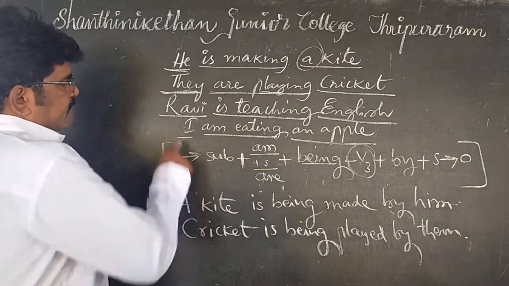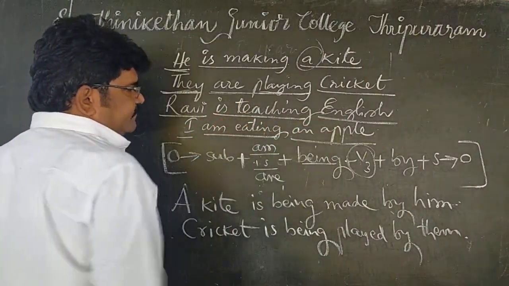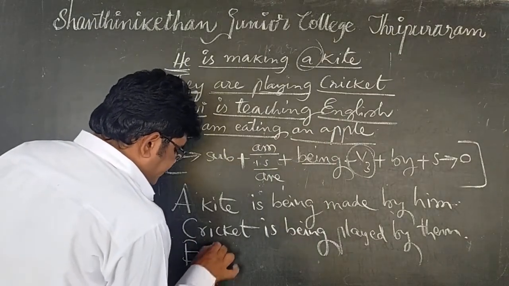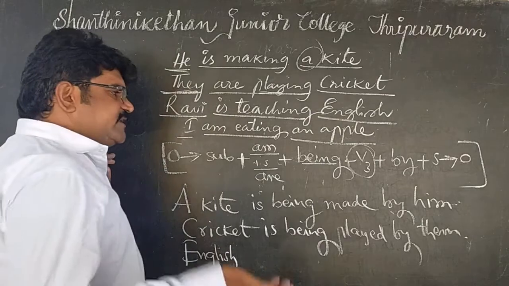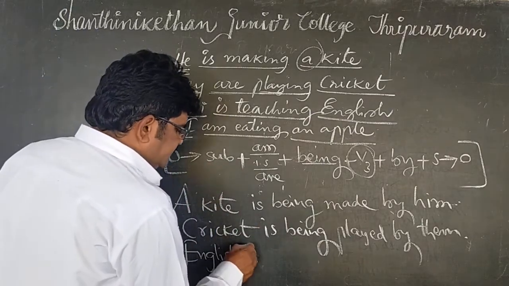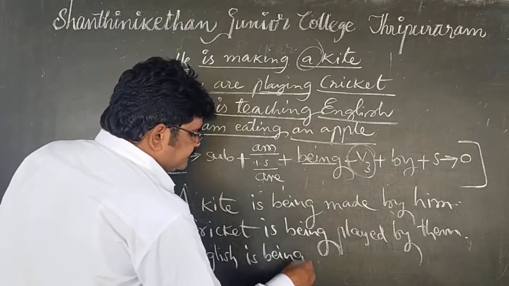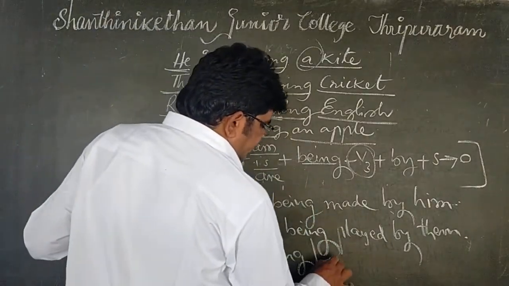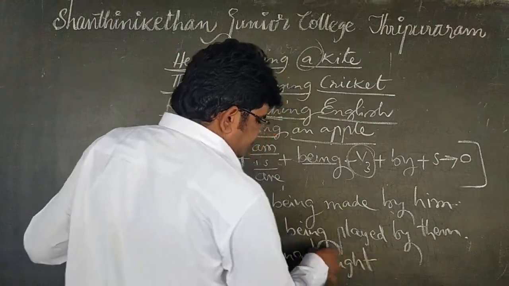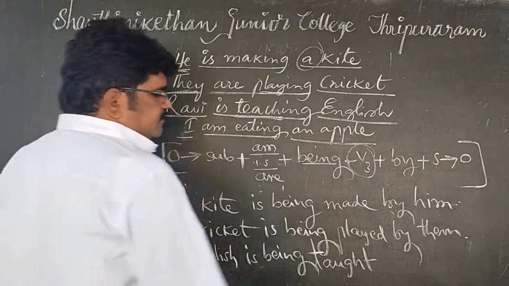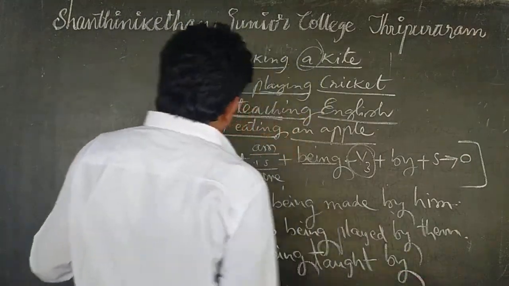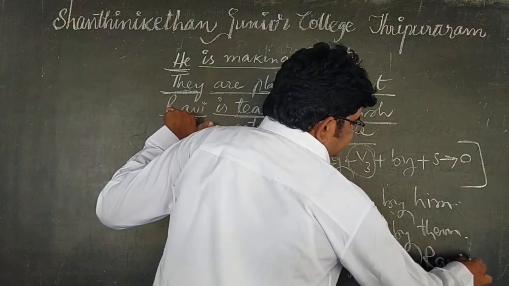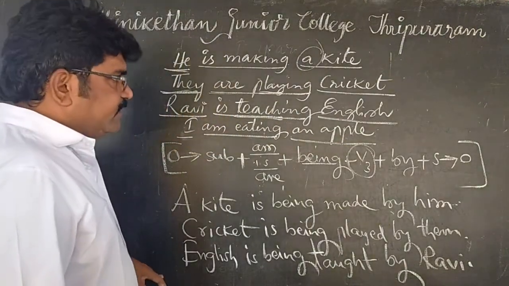Next, third. Ravi is teaching English. The object is English, with a capital E. English is again a singular number, so use is being. English is being, and the third form of teach is taught, T-A-U-G-H-T. English is being taught by Ravi.